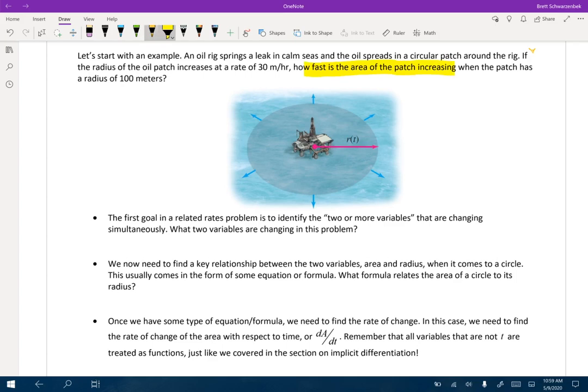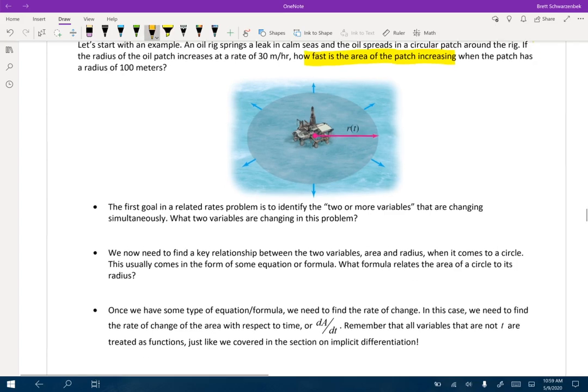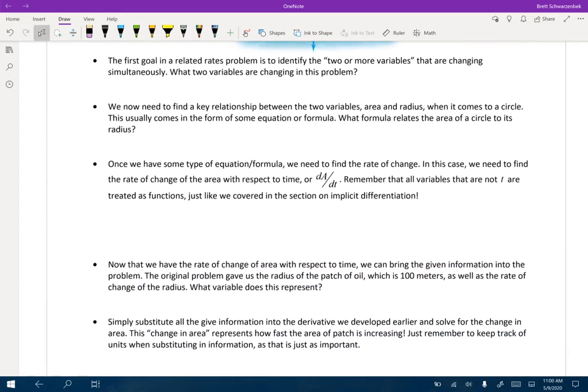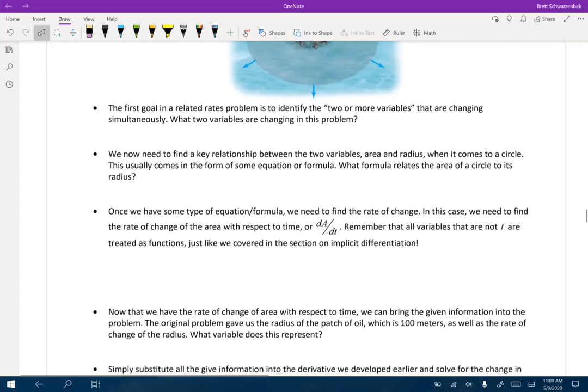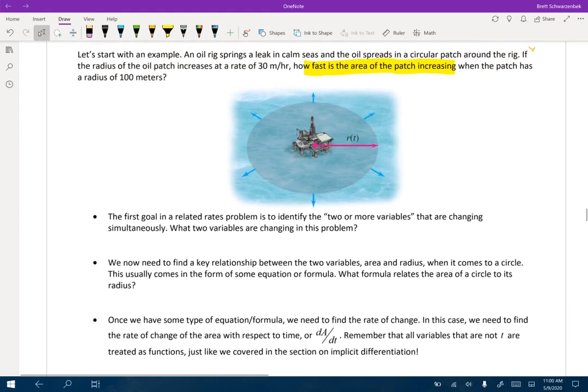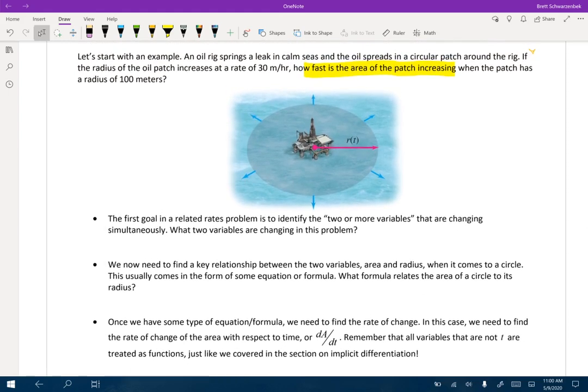That is a rate. So let's break it down into pieces and see if we can figure out how to do this problem the way you should do it in a related rates scenario. The first goal in a related rates problem is to identify the two or more variables that are changing simultaneously. What two variables are changing in this problem? As the oil spreads, what's happening to the radius? It's becoming larger. So one of the variables, which we'll call r, is the radius. That will be one of the variables that is changing.